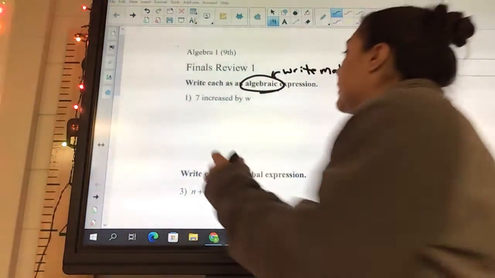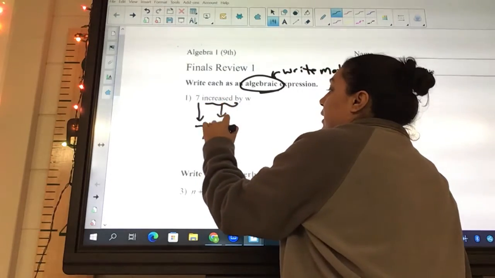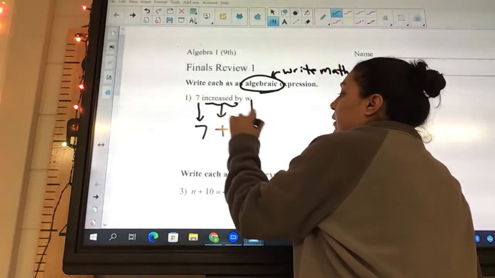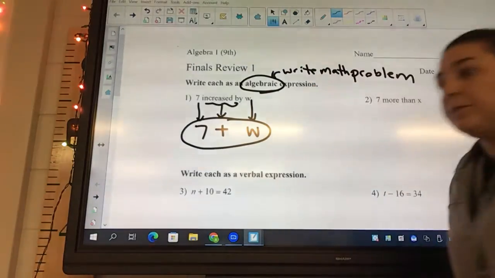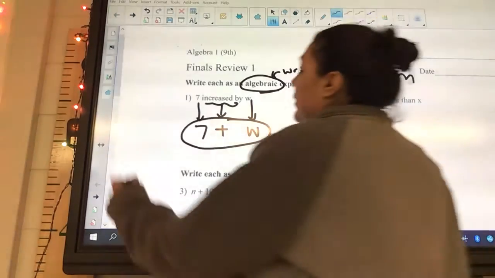Yeah, so you're gonna say 7 increased by means plus, and then W. So it's just gonna be 7 plus W. What if it's a decrease, then wouldn't that be negative? It would be a minus, yeah.